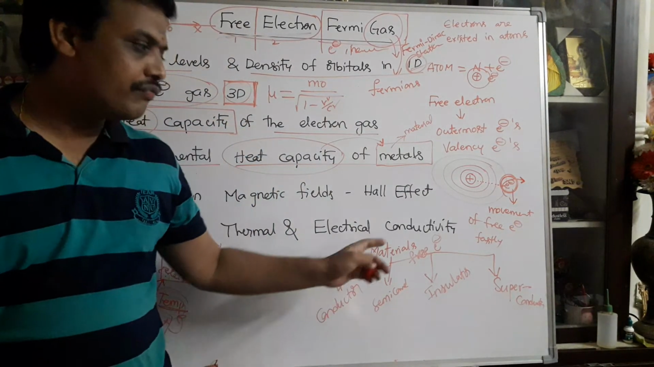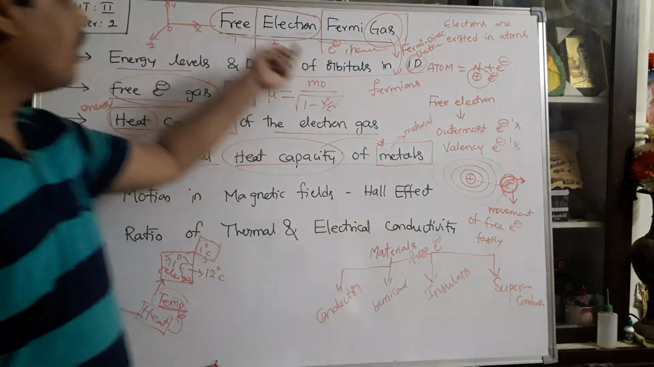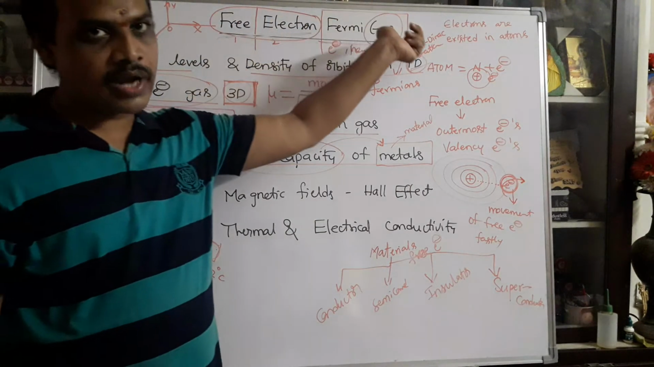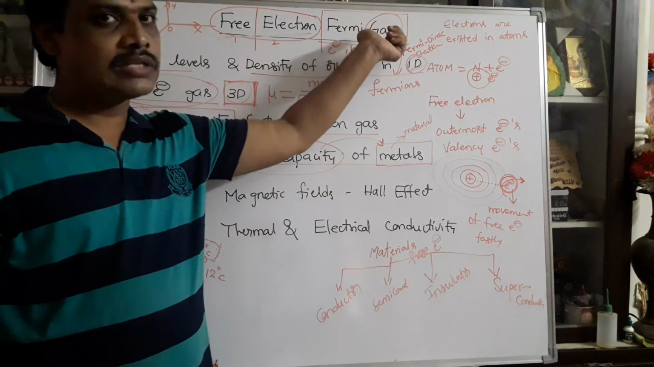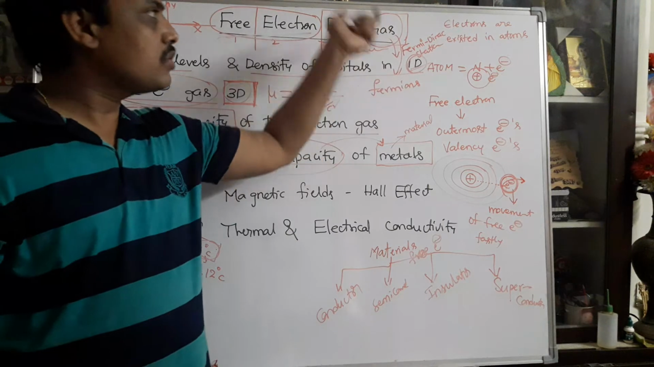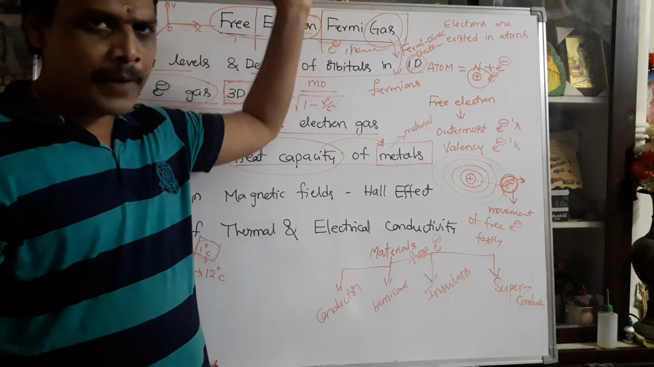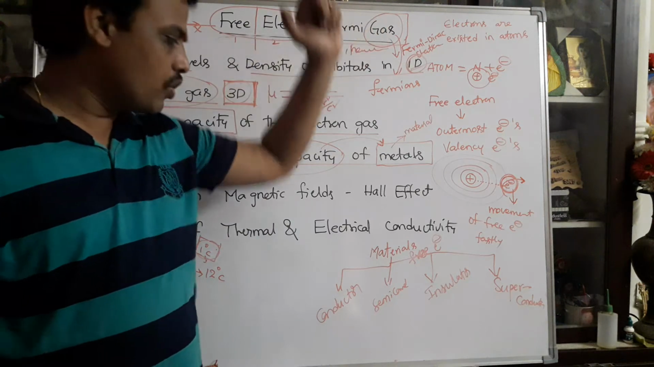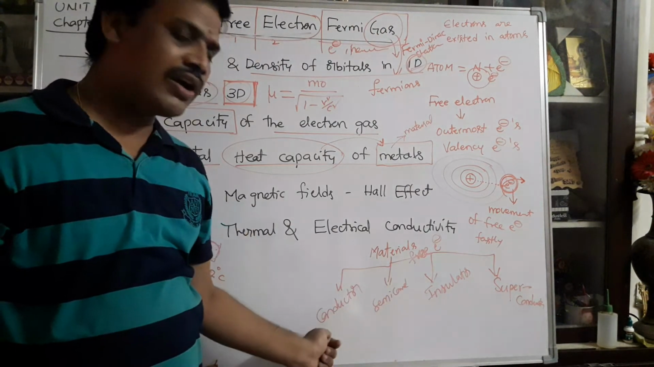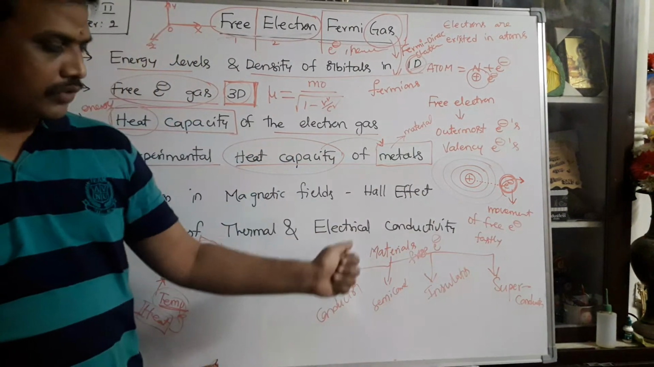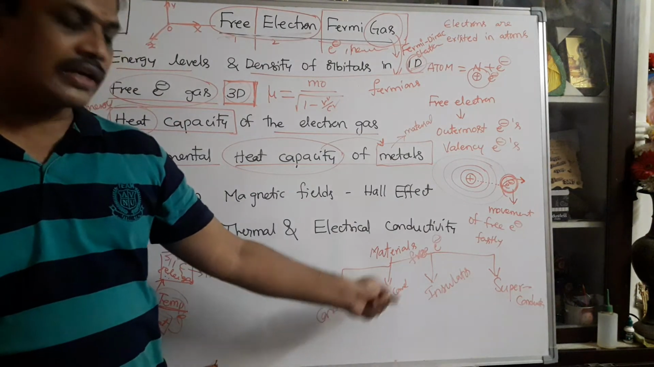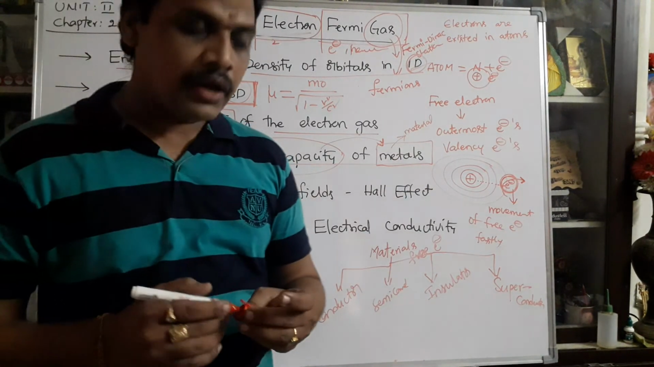So based on free electrons. What is free electron? In this chapter you can consider the Fermi gas. Depending on the Fermi gas, how many free electrons exist? Depending on the number of free electrons, materials are divided into four types: conductors, insulators, semiconductors, and the fourth one, superconductors.